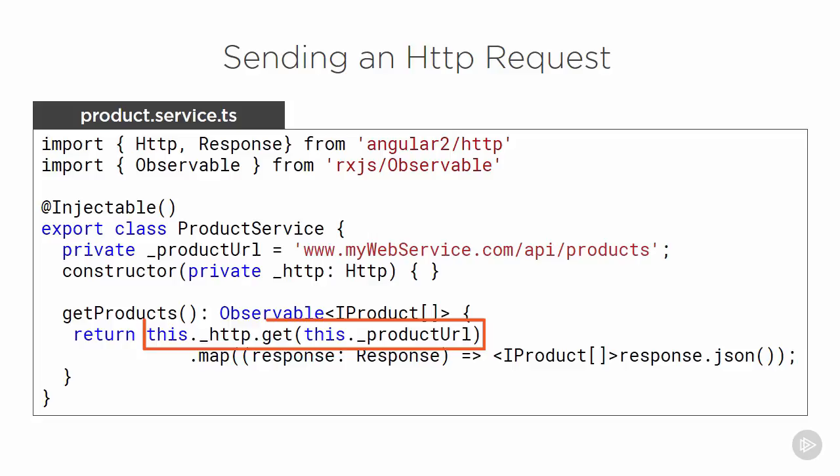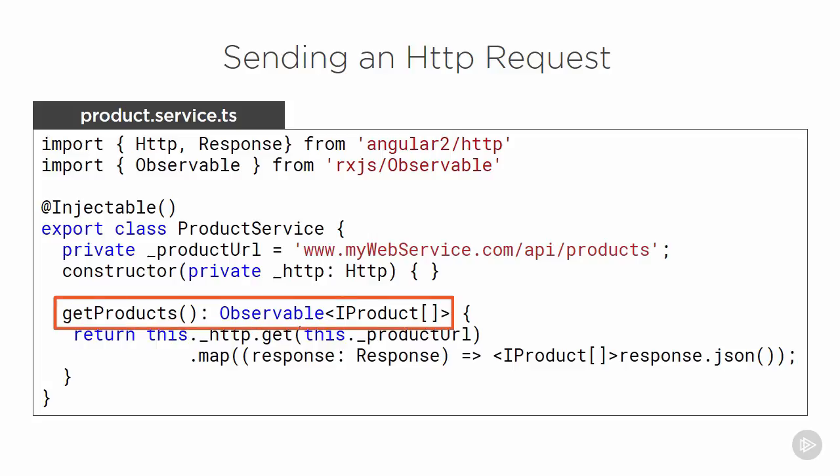In our data service, we have a method that calls HTTP GET and passes the URL of the web server. The HTTP GET method creates and returns an observable object that we then return from this method. Observables take advantage of generics to define the type of data it is observing. So we define this method return type as Observable of IProduct array. In another part of our code where we use this service, we'll call this method and subscribe to the returned observable object. We'll talk more about that code in the next clip.